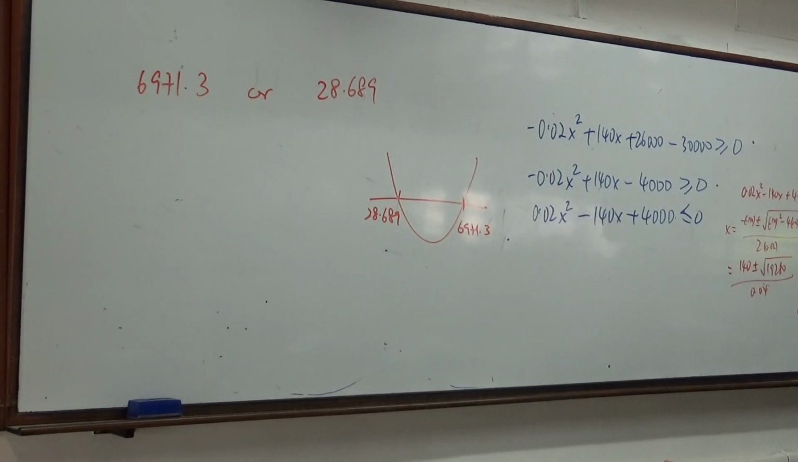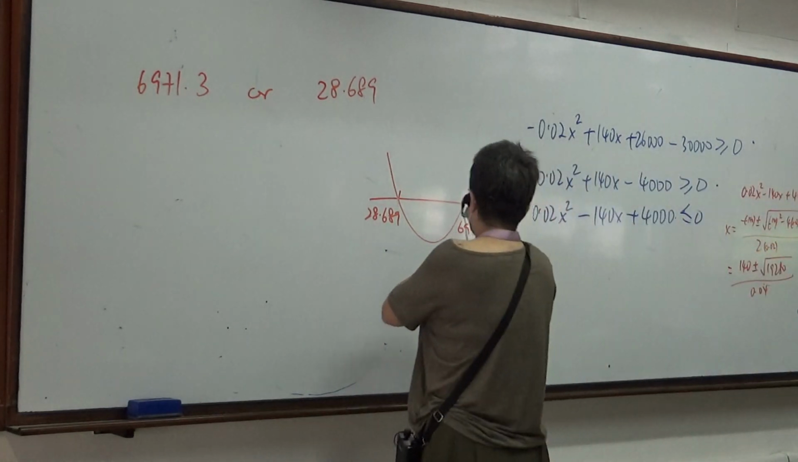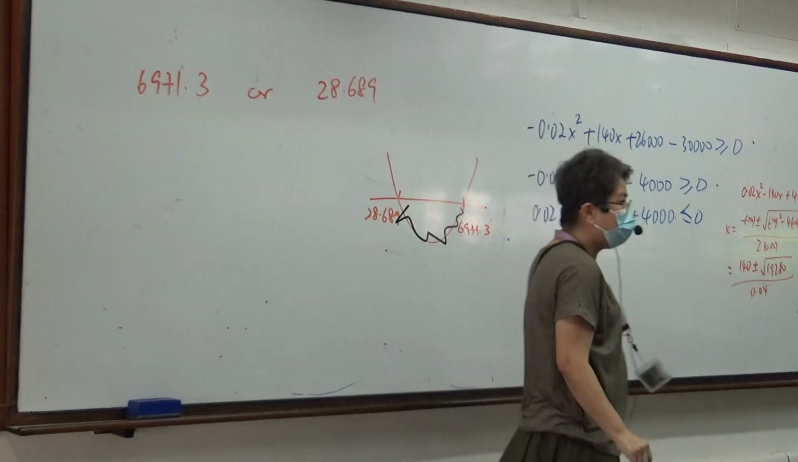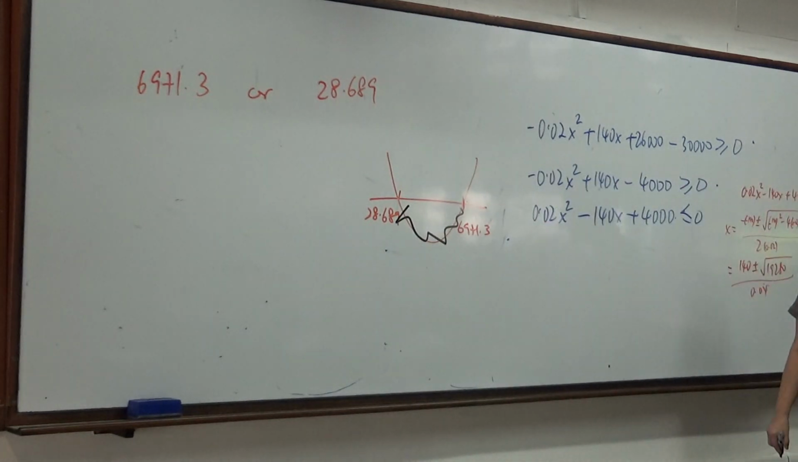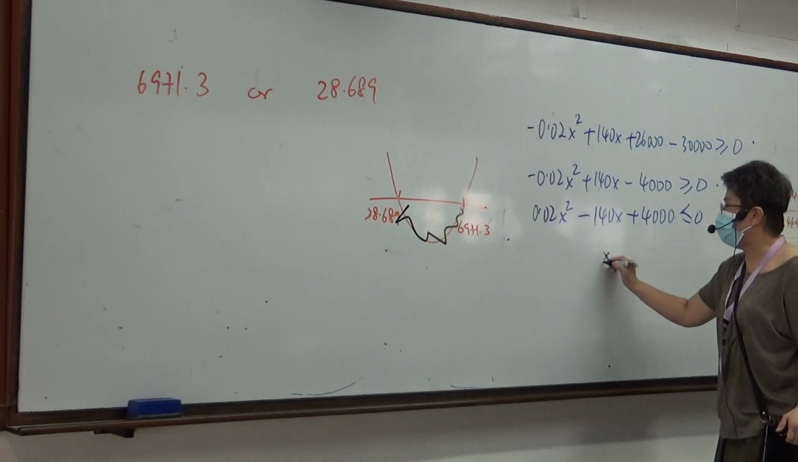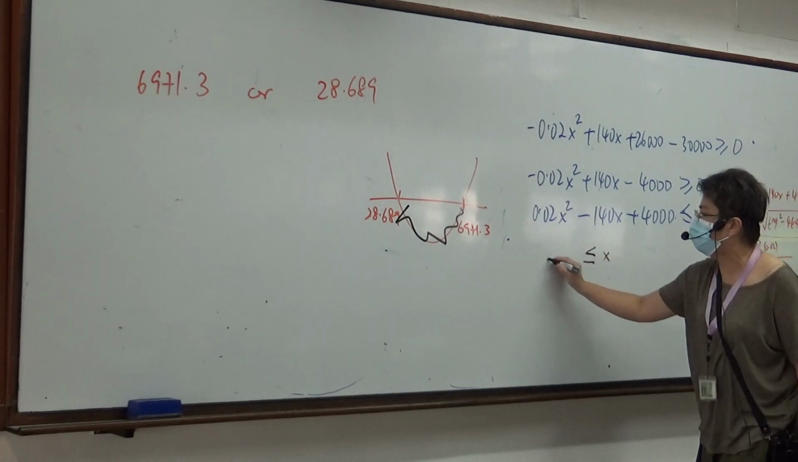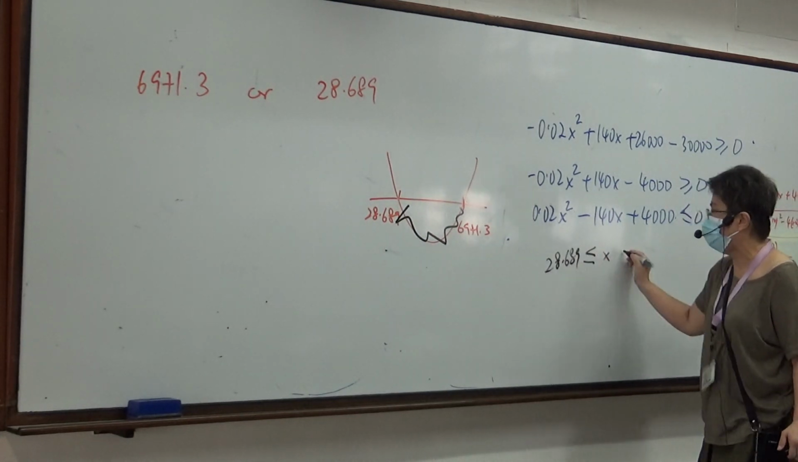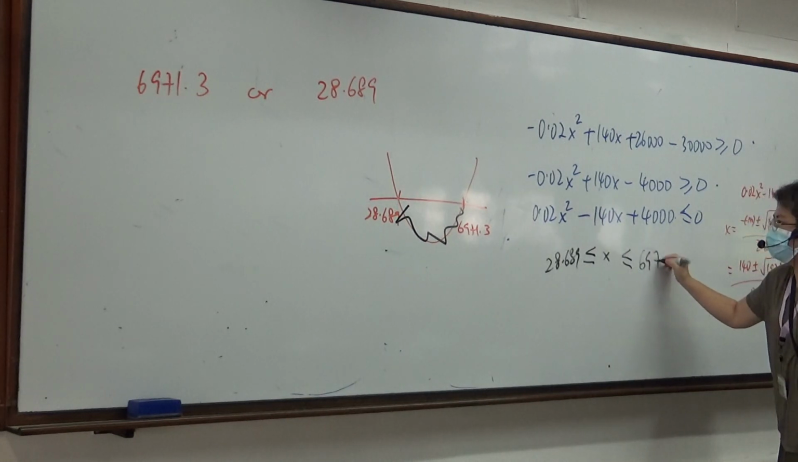Now, the question says you are to find the minimum number and the maximum number of cars. Round to what? Nearest whole number. Okay, I want you to look. It's less than 0, so it's this part. Right? Everybody okay? Less than 0, so this part. That means my x must be bigger than or equal to 28.689, and less than or equal to 6971.3.